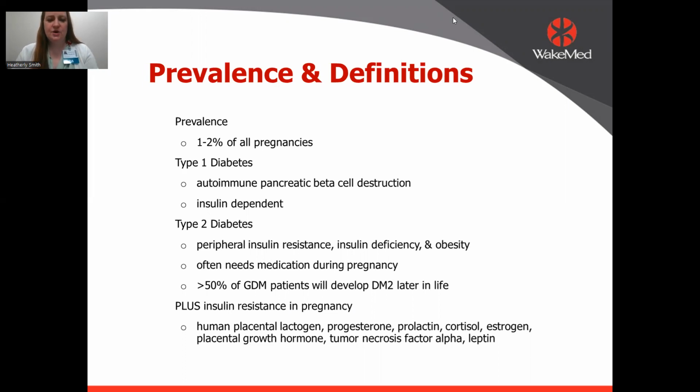In pregnancy, though, in addition to having this pre-existing disease process, there's the additional insulin resistance from the placental hormones that make managing blood sugars a lot more difficult. So human placental lactogen, progesterone, prolactin, cortisol, estrogen, and so forth really increase the insulin resistance as pregnancy progresses.